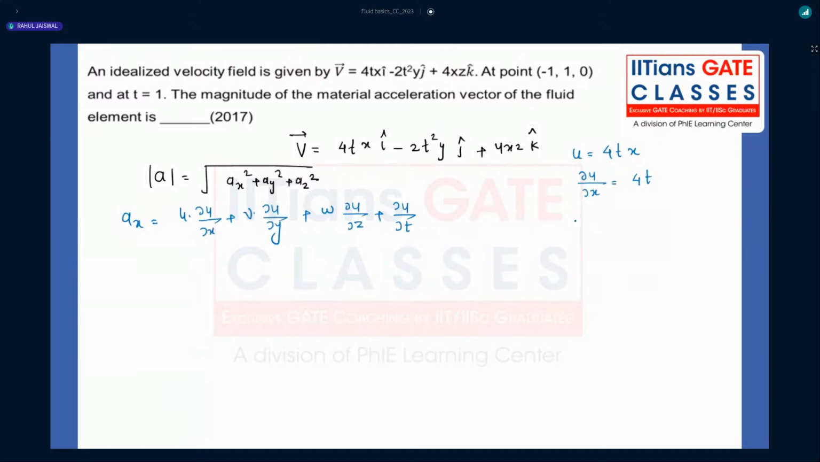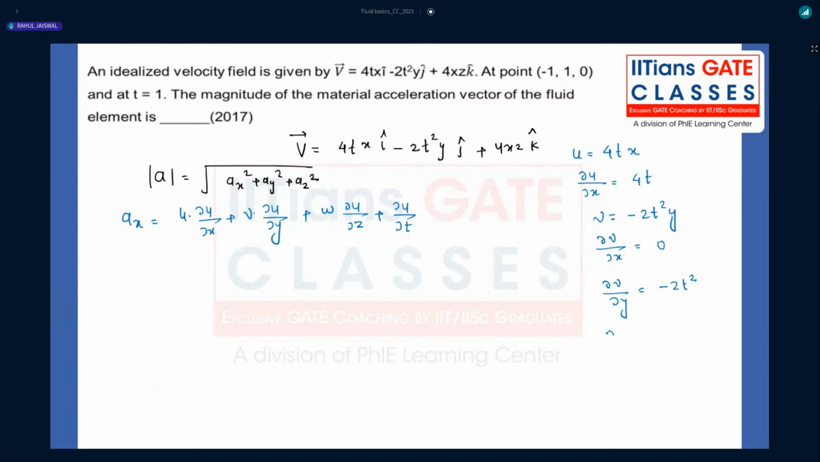What is the velocity component in the y direction? v, that is minus 2t square into y, right? Now, if I do dou v by dou x, what will be the answer? 0, right? There is no x component, so that will be 0. What about dou u by dou y? So can we write minus 2t square? What is dou omega by, sorry, dou v by dou z?